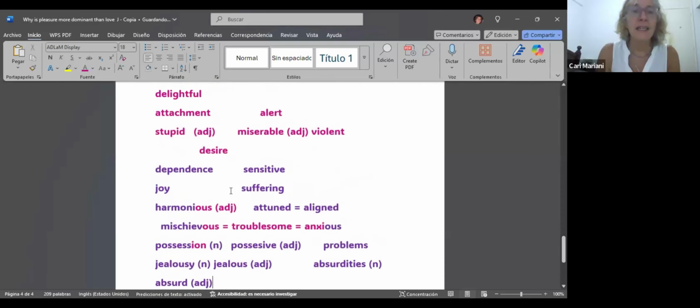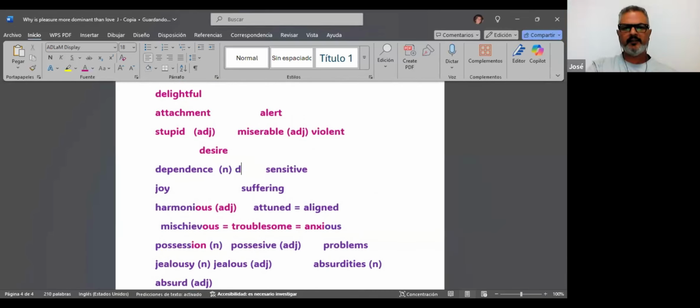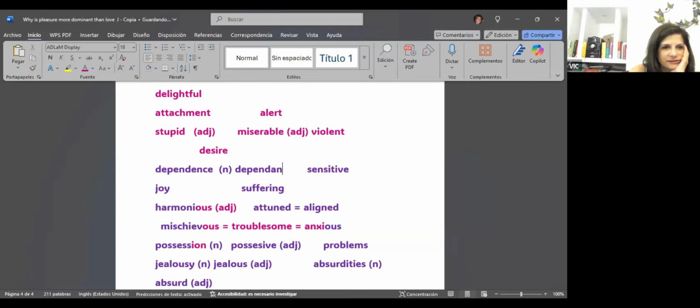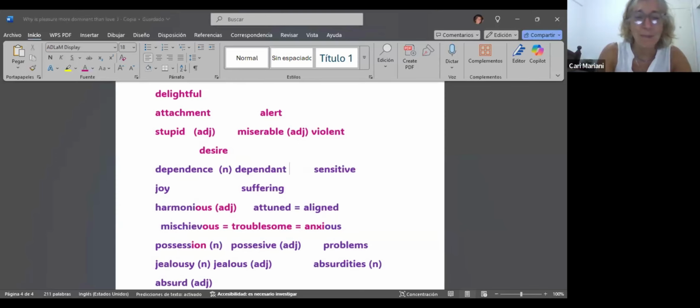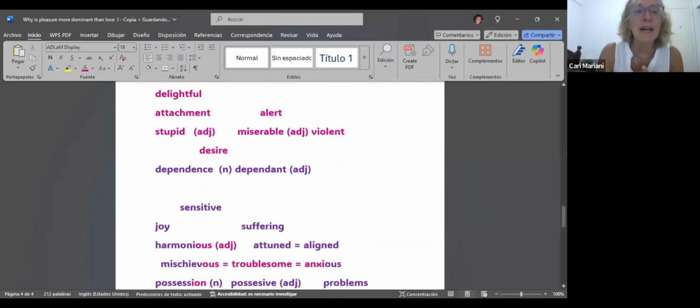Then, what is another? Dependence. Dependence is another word with a bad connotation, and it is the opposite of love. Dependence is a noun, and what is the adjective? Dependent. It's related to attachment. If you are dependent on someone, you are attached, or to be attached to someone.